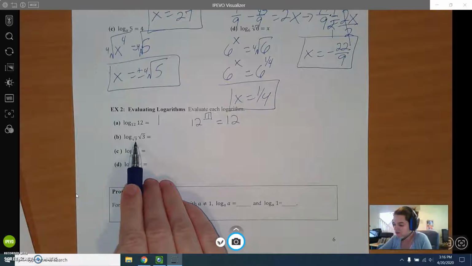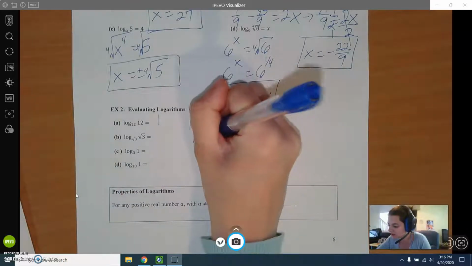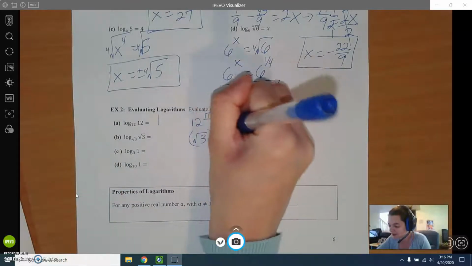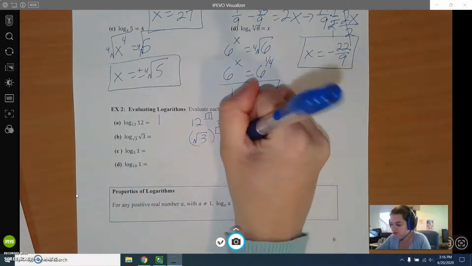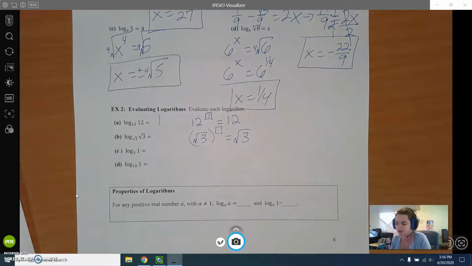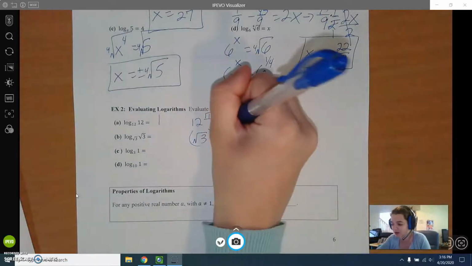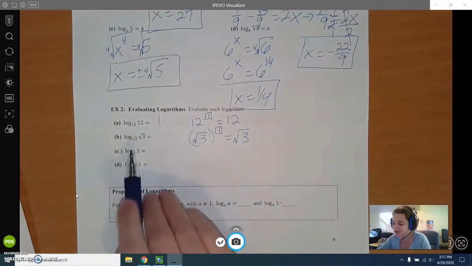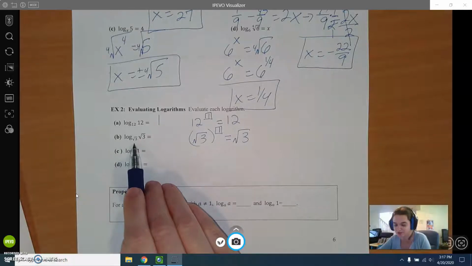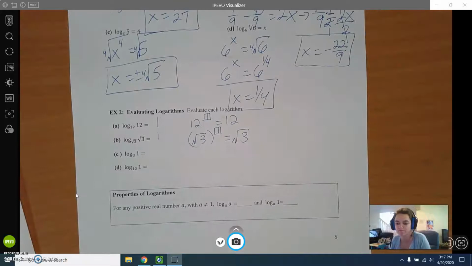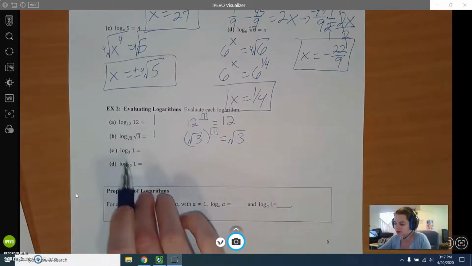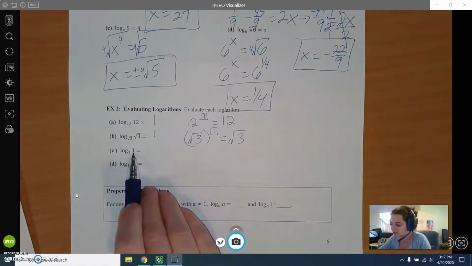So I've got the base would be the square root of 3. And I'm thinking, what exponent does it get raised to give me the square root of 3 that's inside of it? Well, the square root of 3 raised to the first power is the square root of 3, so that means that the log base square root of 3 of square root of 3 equals 1. Let's do another one.